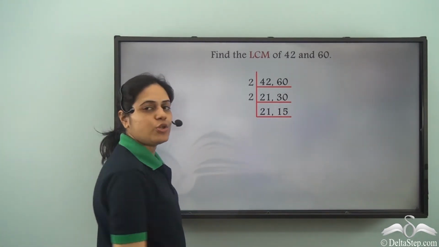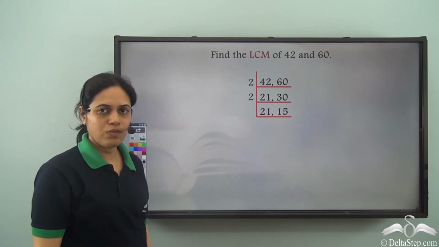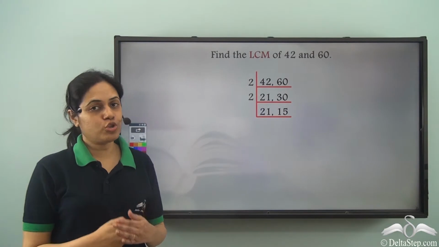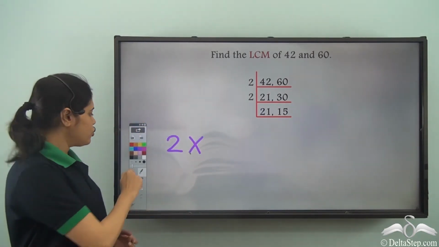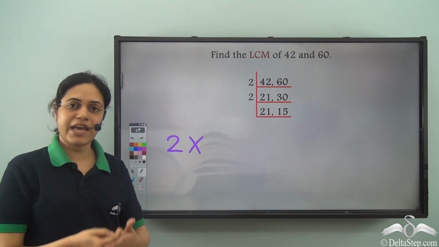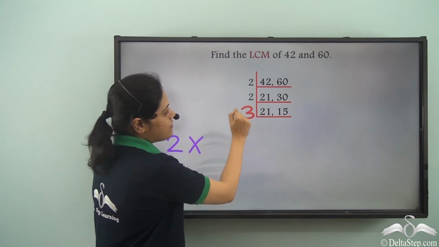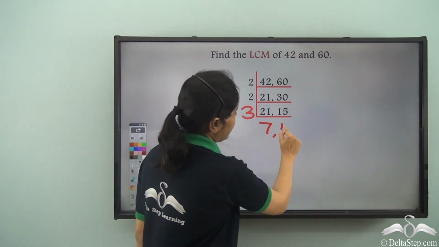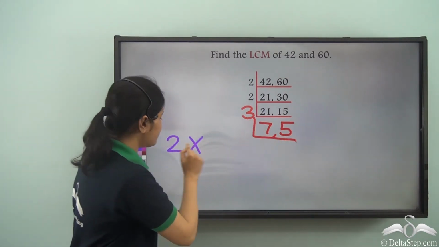Now I consider 2 again. Does 2 divide 21? No. Does 2 divide 15? No. So 2 does not divide any of these. So now I consider the next prime number, which is 3. 21 divided by 3 is 7. 15 divided by 3 is 5. So this is what I have.